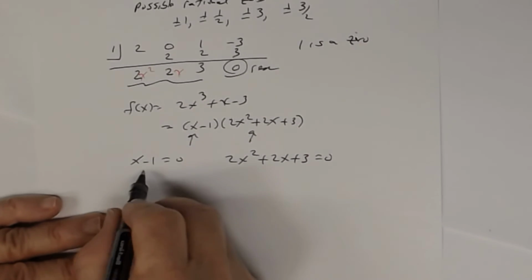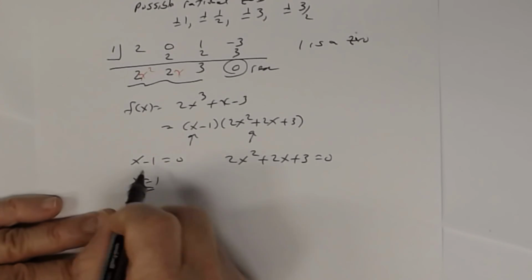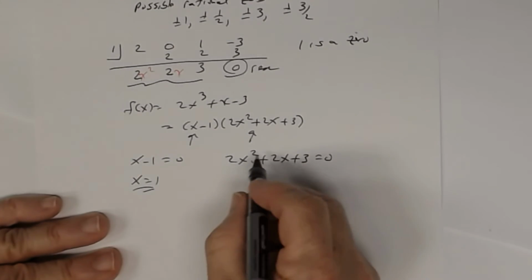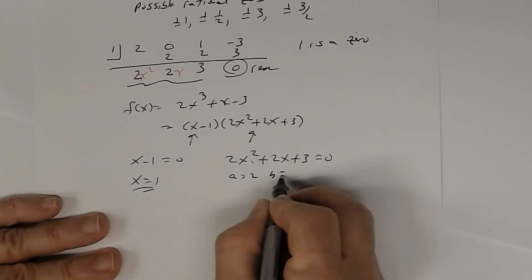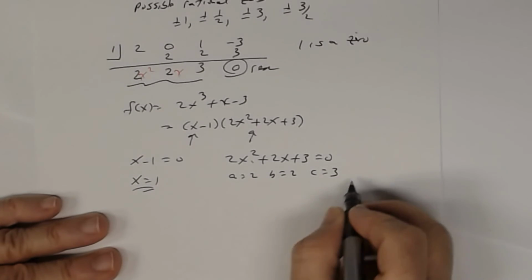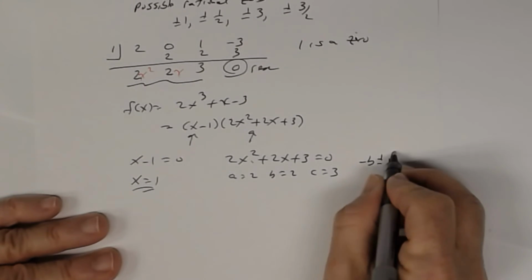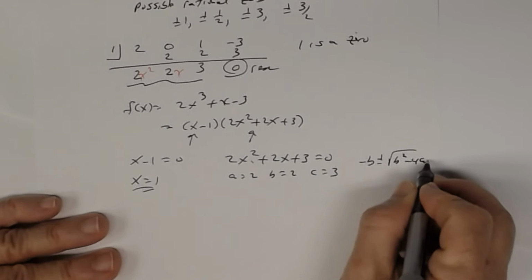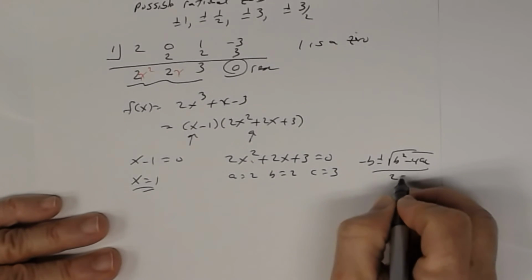All right, so this is linear, so that's easy. That's 1, which you already knew. We knew 1 was a 0. Okay, over here, a is 2, b is 2, c is 3. So remember, negative b plus or minus the square root of b squared minus 4ac, all divided by 2a.